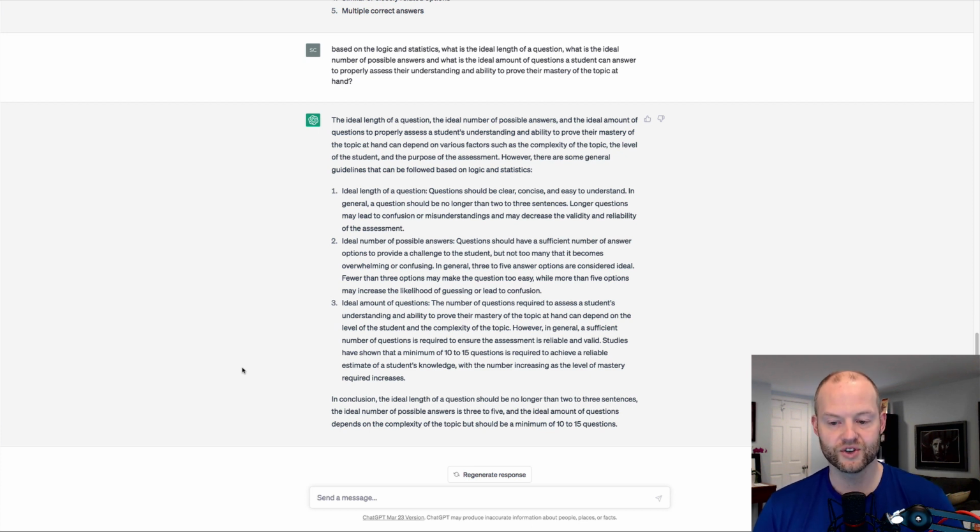The ideal number of possible answers. Questions should have a sufficient number of answer options to provide a challenge to the student, but not too many because it becomes overwhelming or confusing. In general, 3 to 5 answer options are considered ideal. Fewer than 3 options may be too easy. More than 5 increase the likelihood of guessing or leading to confusion.